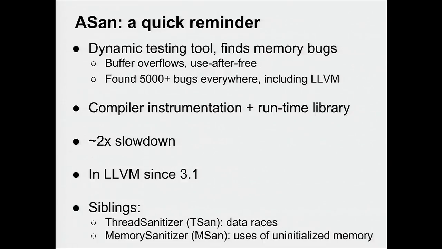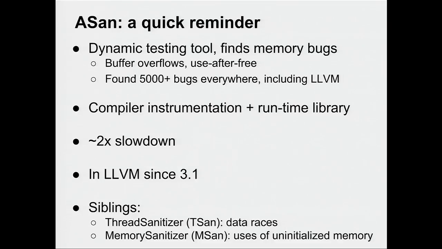ASan is 2.5 years old, and we found thousands of bugs in all kinds of code, in Google code, in many open source projects such as Chromium and all kinds of third-party libraries, of course, including LLVM itself. AddressSanitizer, as other tools that we develop, consists of two parts. It consists of an LLVM instrumentation pass, which runs in the backend, and a standalone runtime library, which resides in the compiler-rt repository and which is linked into the final executable.